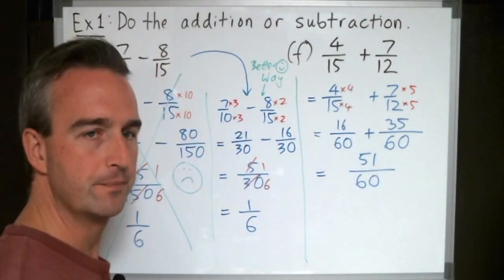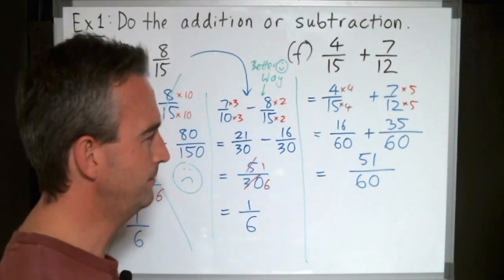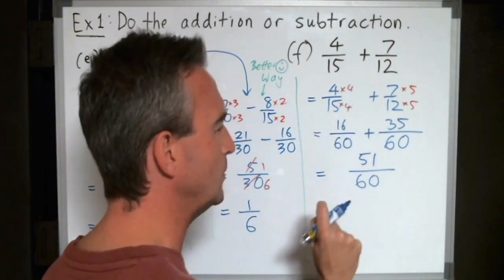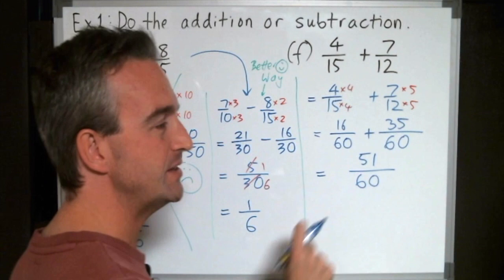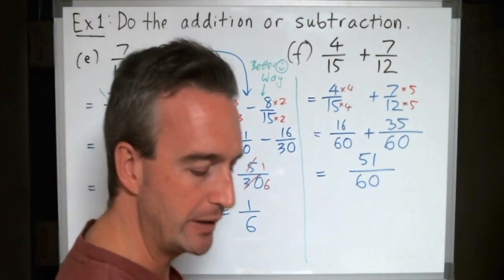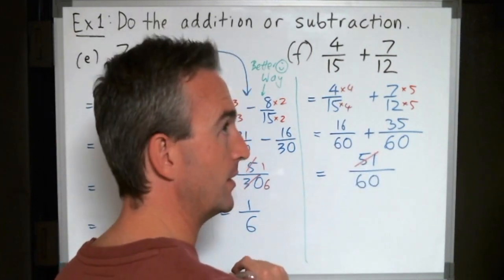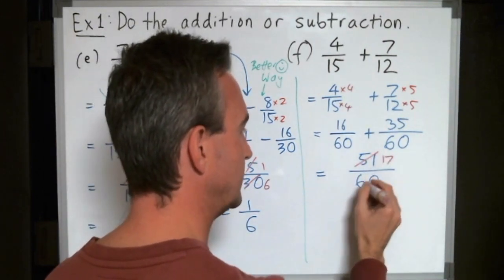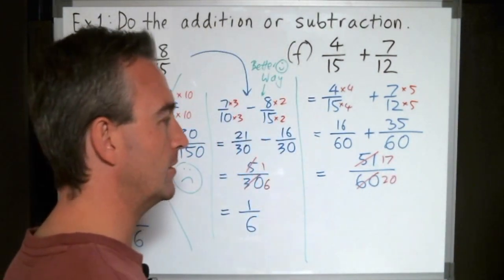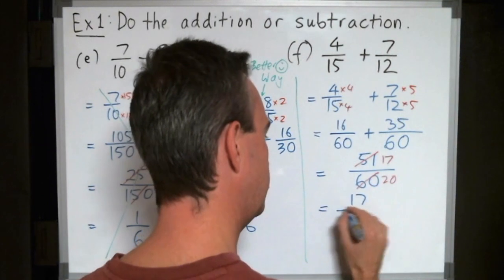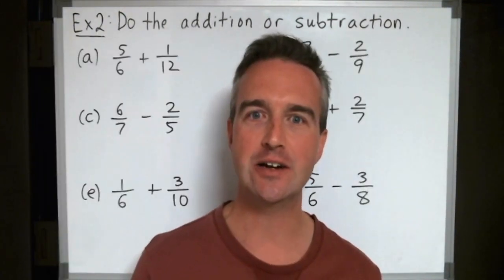There we go. Final answer, can that be simplified? What do you think? 60, 51. I know 51 is 17 times 3. 60 can also be divided by 3. So we are going to divide top and bottom by 3, see what happens. 51 divided by 3 is 17. 60 divided by 3 is 20. For our final answer of 17 over 20.